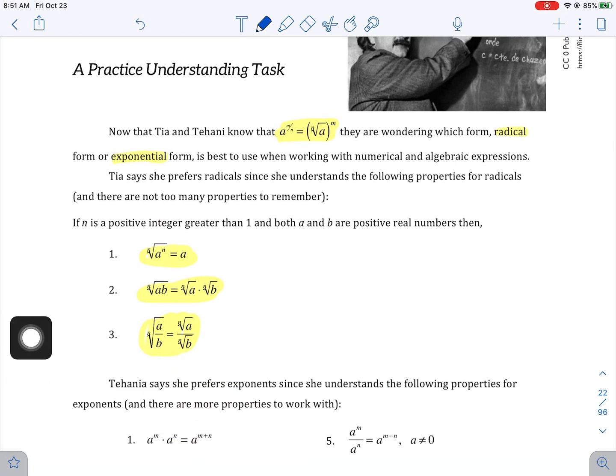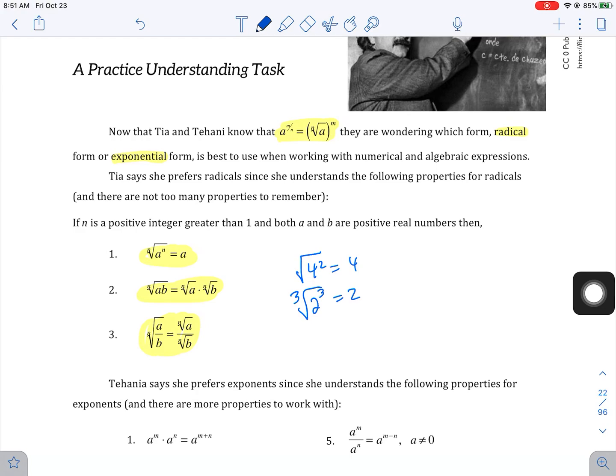You can see that the nth root of a to the n is equal to a. So that works. Anytime you see the square root of, say, 4 squared, you get 4, or the cube root of 2 cubed, you get 2.